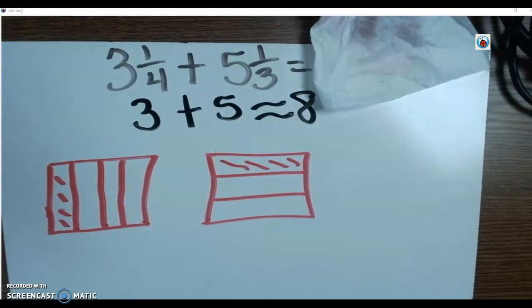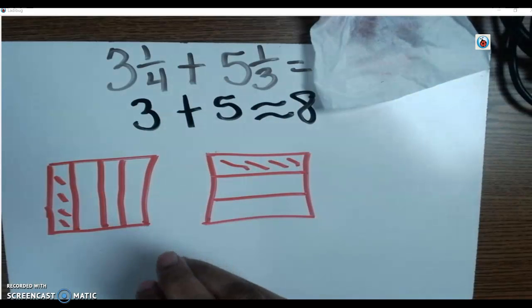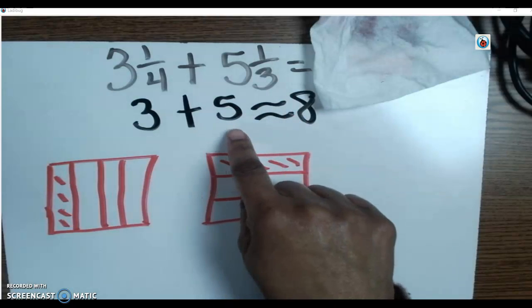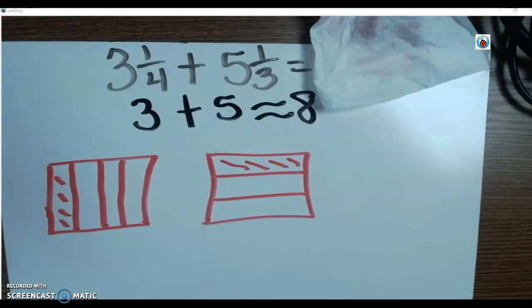All right, guys. So you should have written down 3 1/4 plus 5 1/3. 3 1/4, if we put it on a number line between 3 and 4, is closest to 3. So if we estimate it, it's going to be 3. 5 1/3, if we estimate it, is closer to 5. So 3 plus 5 comes up to about 8. So if we had to solve this, we're going to be close to the number 8.